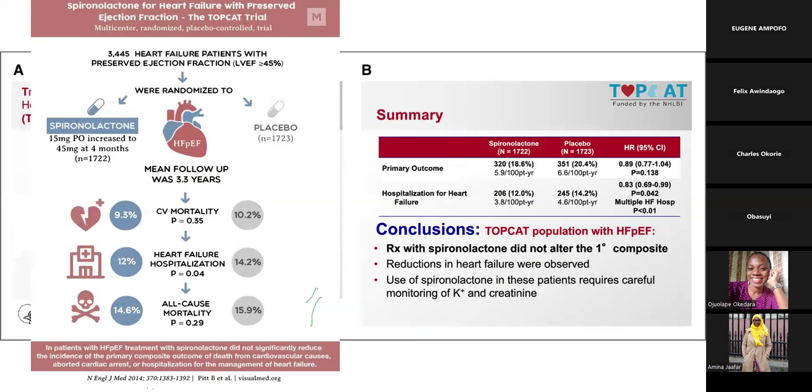Then there's the TOPCAT. Initially there was no difference, but then they found out that for the samples from Russia and Georgia, they went back to the urine samples to see if they could find the active ingredient, canrenone, and realized that the samples from Russia and Georgia didn't really have the active ingredient. So a lot of the data we have now is the American data. They've actually taken out the Russian and Georgian data. But the main thing was that the only significant difference was heart failure hospitalization, which had a p-value of 0.04. Even though there were reductions in all-cause mortality and cardiovascular mortality, the p-value was not significant.